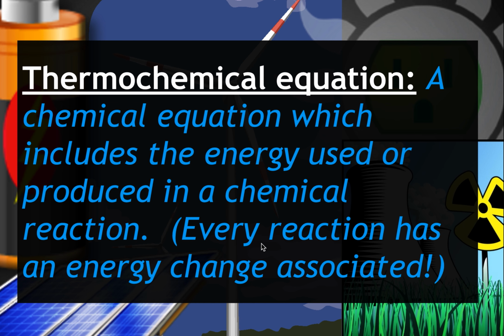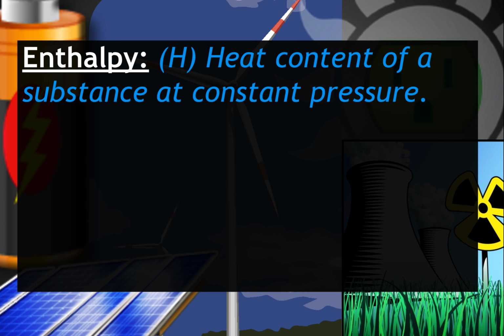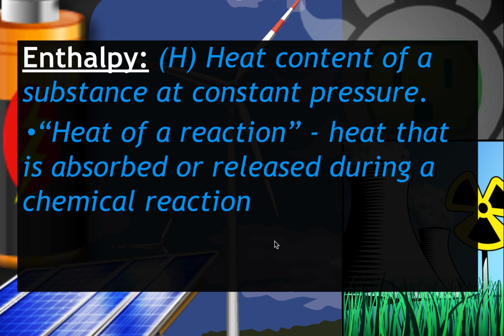A thermochemical equation is a chemical equation which includes the energy used or produced in a chemical reaction. Every reaction has an energy change associated with it. Energy can be traced from the reactant side to the product side. We call this enthalpy, and it's symbolized by a capital H. It's the heat content of a substance at a constant pressure, so we can measure the change of a substance. The heat of the reaction is that change that happens during a chemical reaction when energy is absorbed or released.